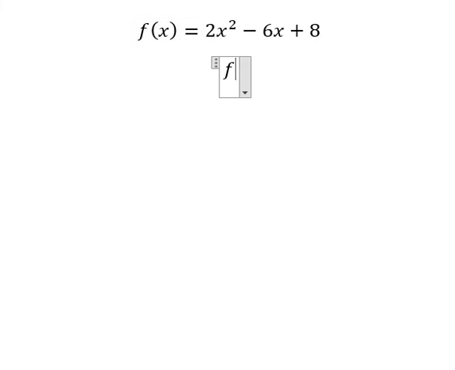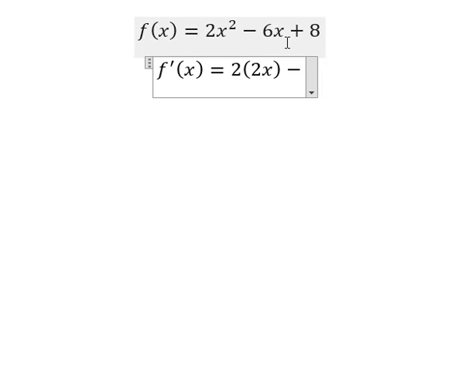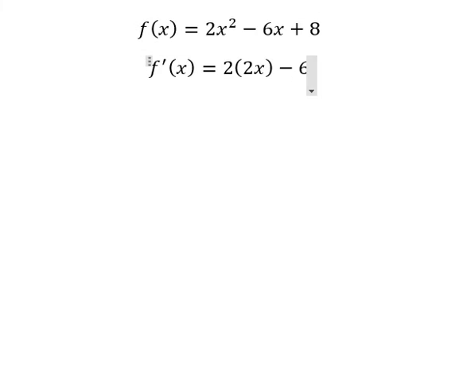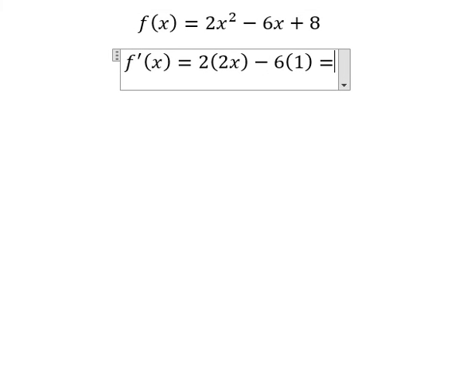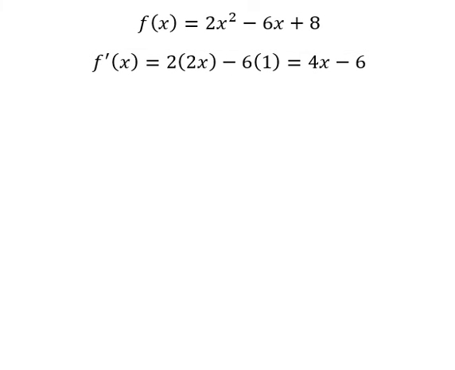We need to find first the derivative of the function. So first, the derivative of s squared, we have to ask. First, the derivative of s, we have number 1. So we have 4s minus 6.